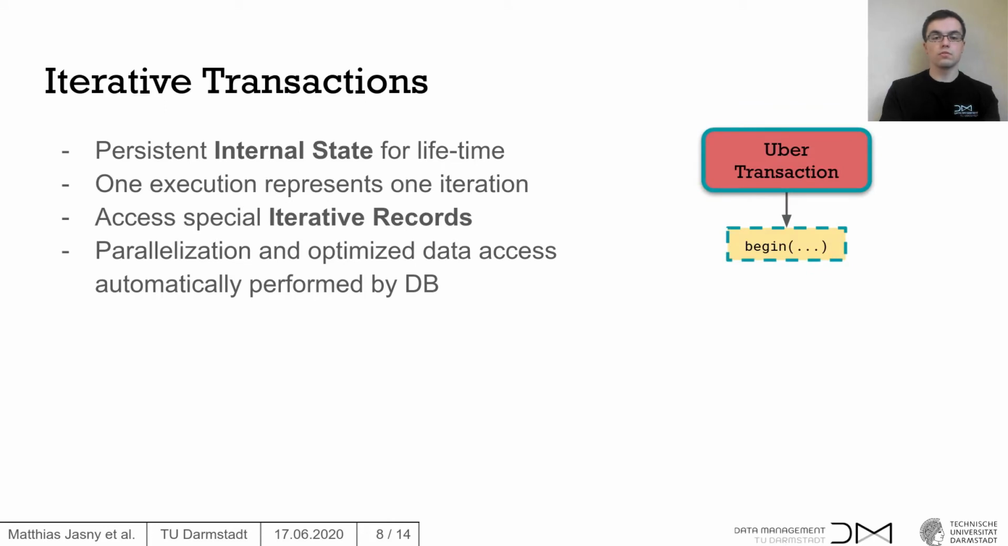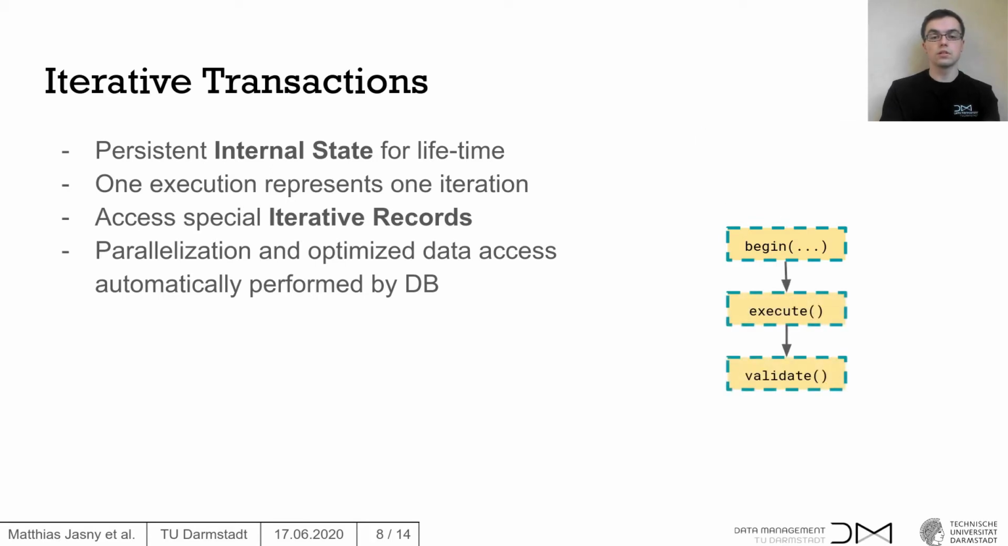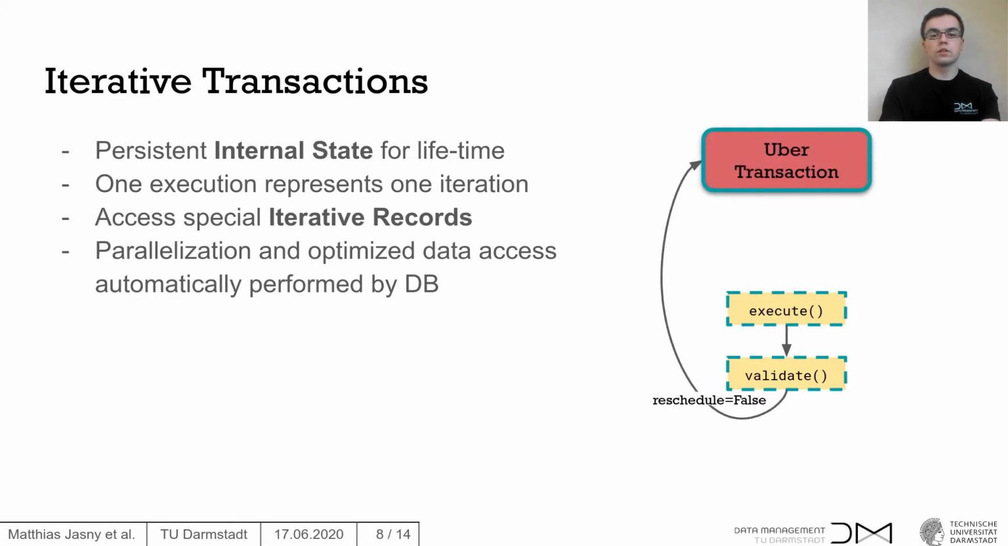The begin function is used to set the internal state, which can be, for example, a data range on which the transaction should operate. Then the database transaction executor repeatedly calls the execute and validate functions of the transaction, in which the read, calculate and write steps of the ML algorithms are done. The iterative transaction can decide whether it wants to be rescheduled or not, which it signals to the executor. At the end, if all iterative transactions finish, the Uber transaction finishes too.